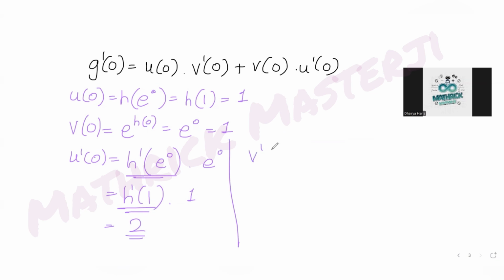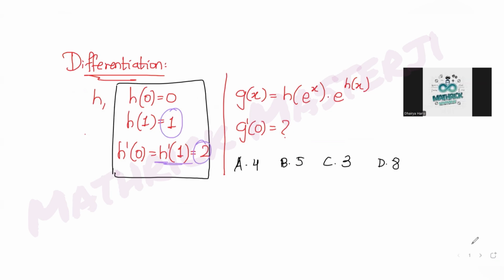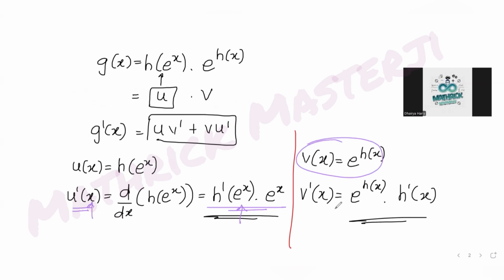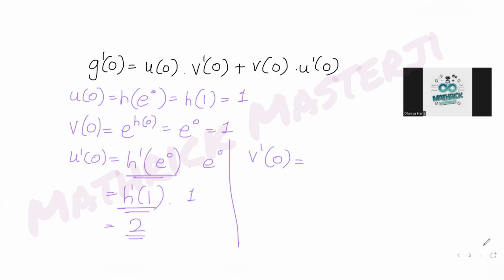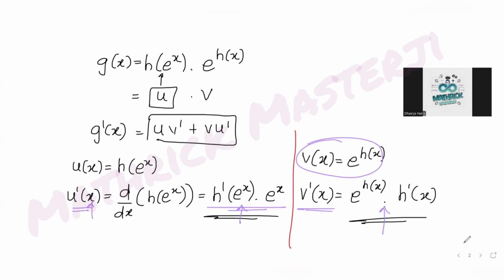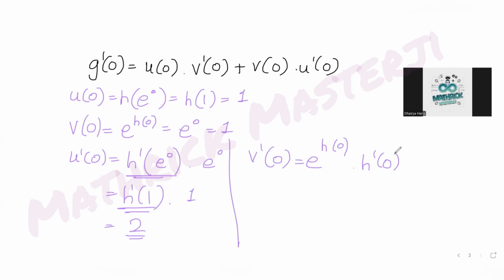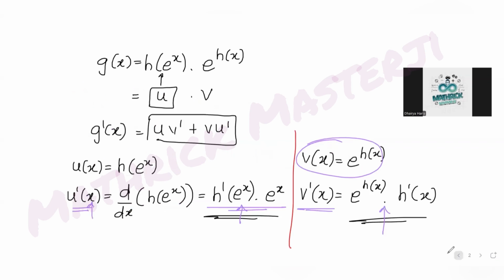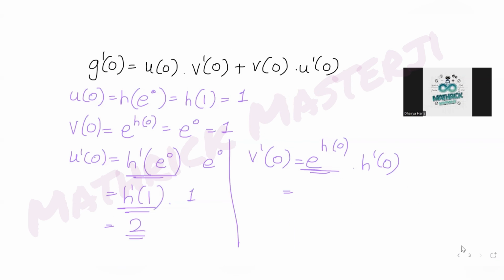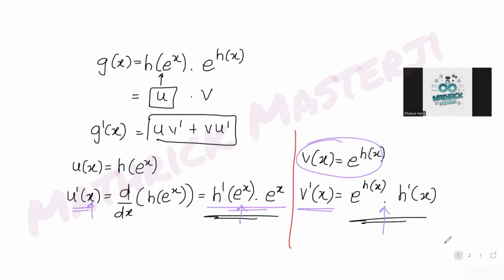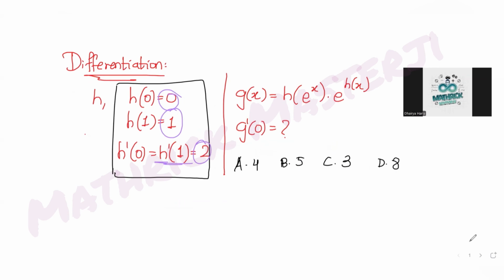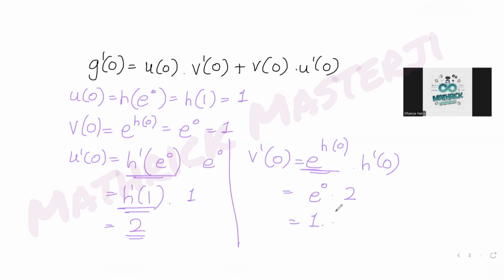And the last one is v dash of 0. So if I figure out v dash of 0, the first derivative of v of x, which is e raised to h of x, it becomes e raised to h of 0 into h dash of 0. So e raised to h of 0, we know it is 0. So it basically gives you e raised to 0, which is 1. And h dash of 0, if I see, it is nothing but 2. So you get this is 2. So 1 into 2 basically becomes 2. So I get these answers here for all the functions.